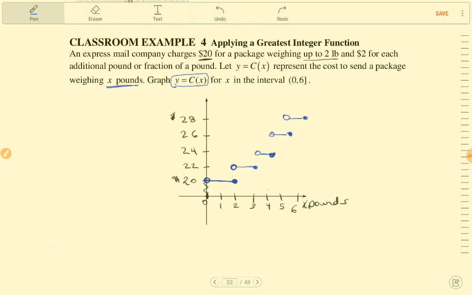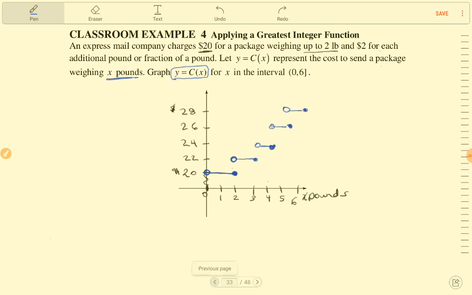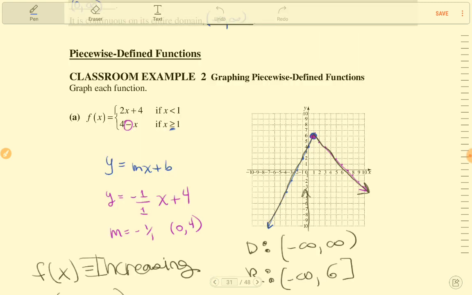So I'm resisting the urge to be a perfectionist and fix it. I'm just going to leave it like it is. So that's how you graph that function. So that's basically how these things work.